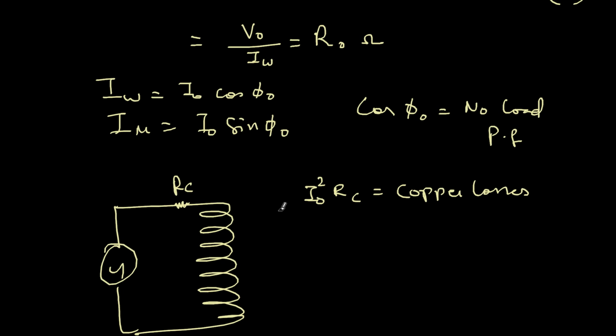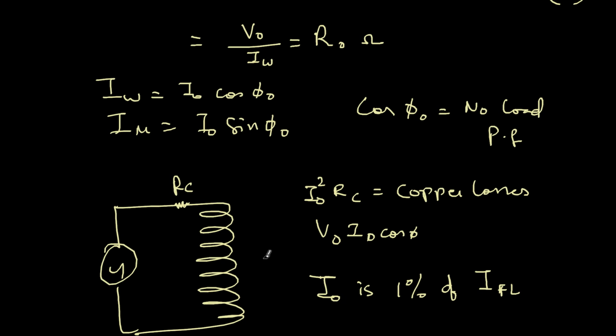Whereas what are the core losses? Core losses are nothing but V naught IW, or V naught I naught cos phi. So this is the core losses. Typically this I naught is 1% of the full load current IFL. Because it is only 1% of full load, it is much less, so this copper loss is neglected under no load.